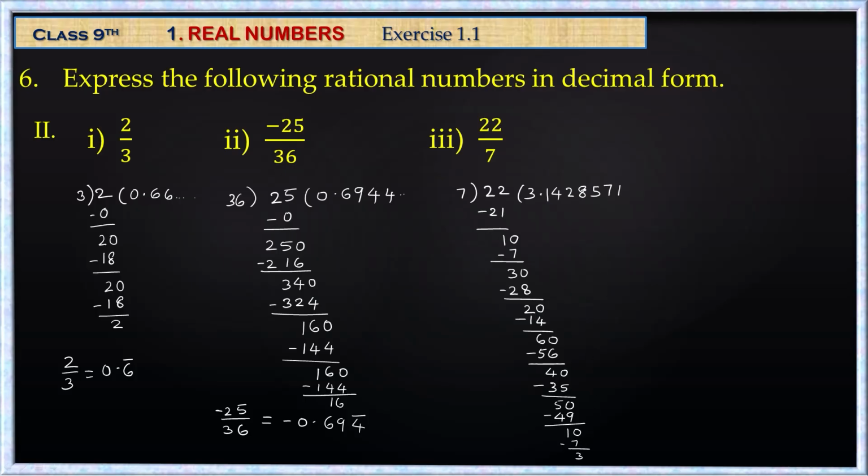From this onwards the digits again repeat. After 1 you get 4 2 8 5 7 like that. So these digits are repeating, starting from 1 to 7. These are repeating. So we can write 22 by 7 is equal to 3.142857 bar.